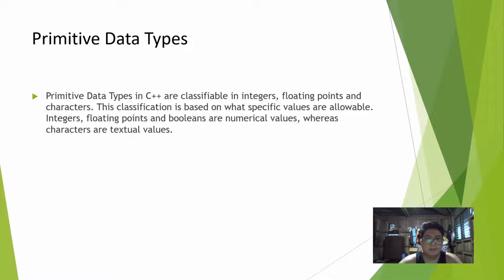Primitive data types. Primitive data types in C++ are classifiable into integers, floating points, booleans, and characters. This classification is based on what specific values are allowable. Integers, floating points, and booleans are numerical values, whereas characters are textual values.